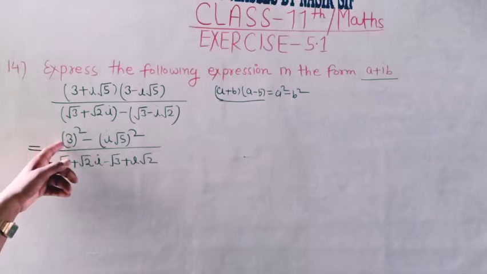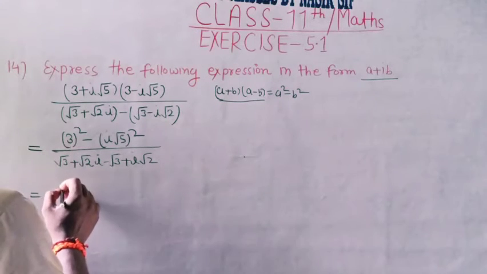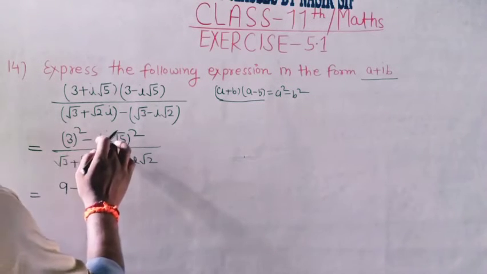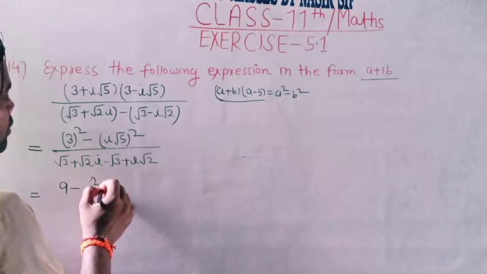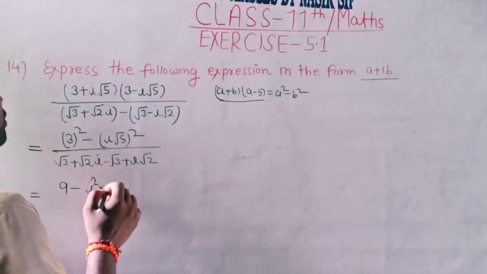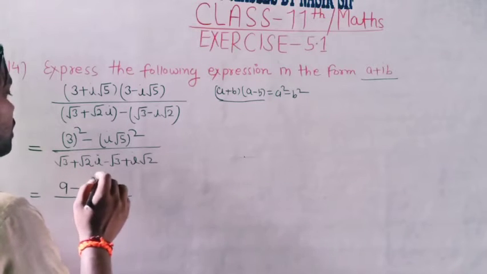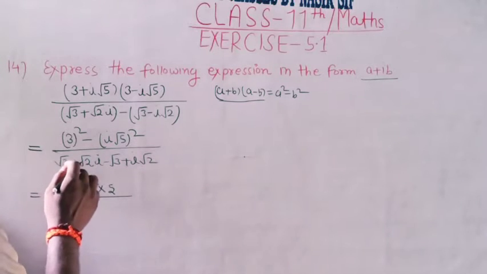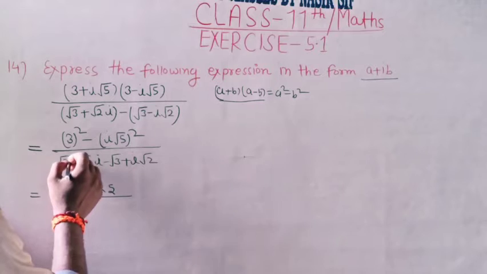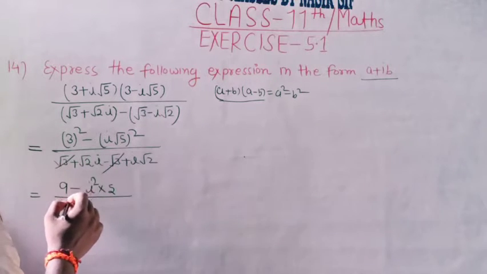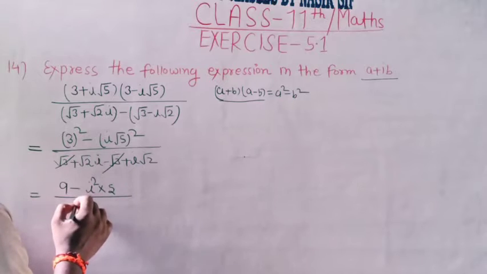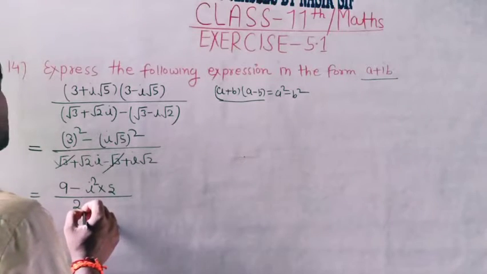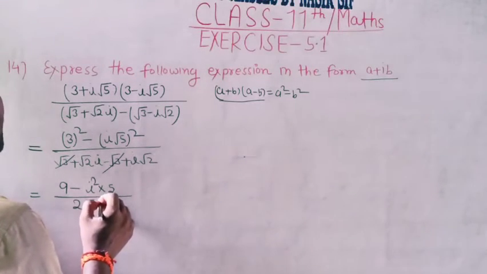Okay, square of 3 is 9, this is 9 minus, and this is i square into the value of square root 5 square, which is 5, upon. So here square root 3 minus square root 3 cancels out. Okay, so the value of square root 2i plus square root 2i is 2 root 2i.